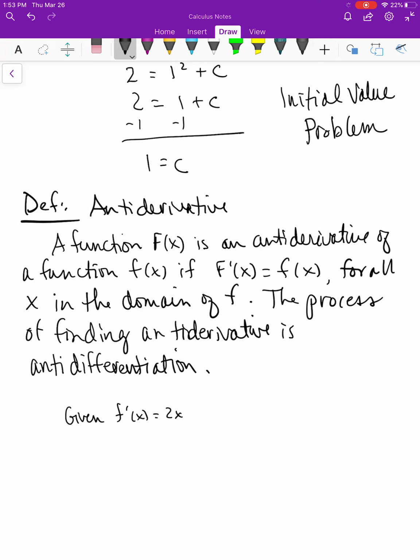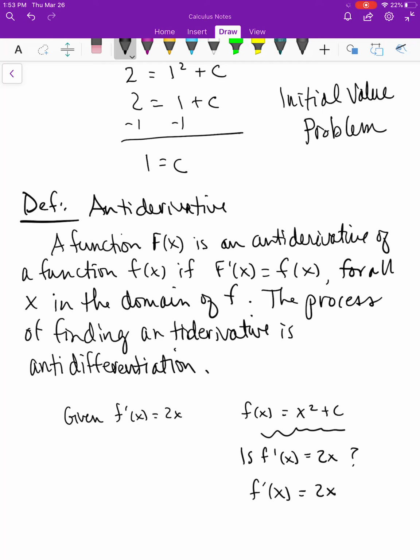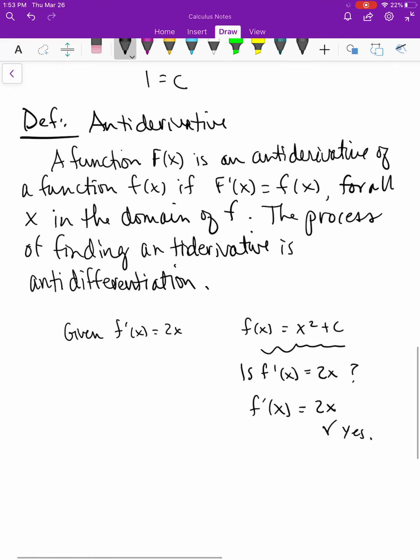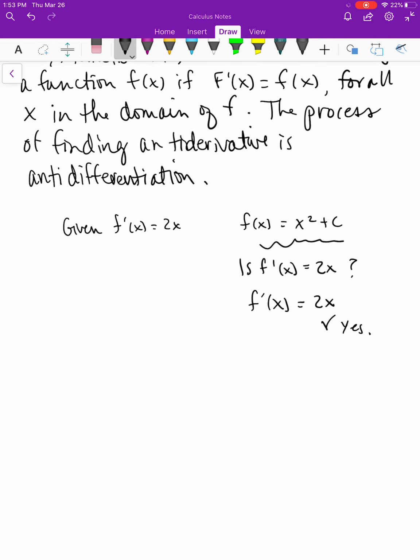So what I mean by that is, when we were given that f prime of x equals 2x, and we said, okay, well that means our f of x equals x squared plus c, I can always take the derivative of that and see if I get back. So I can say, is f prime of x equal to 2x? Let's calculate it. 2x, and then the derivative of a constant would be 0. So yes, it is. So you can always check your answer on these.